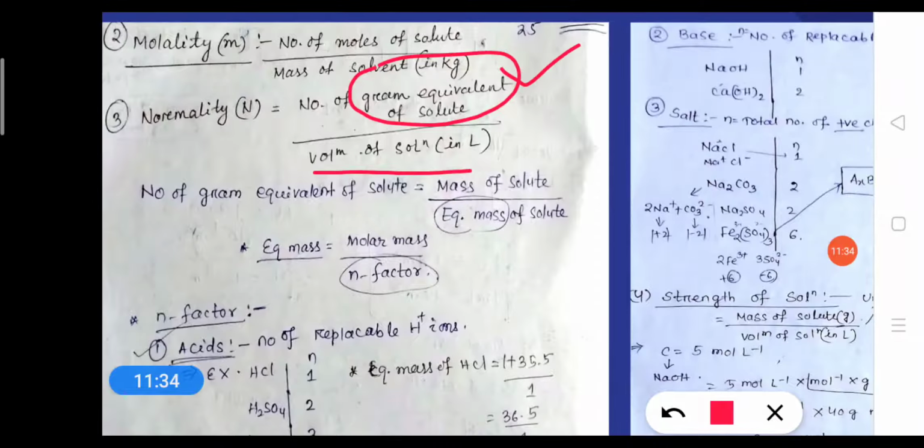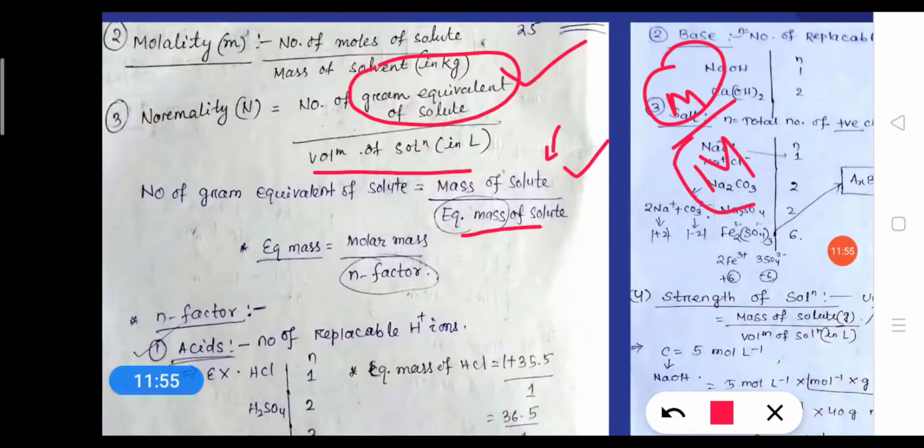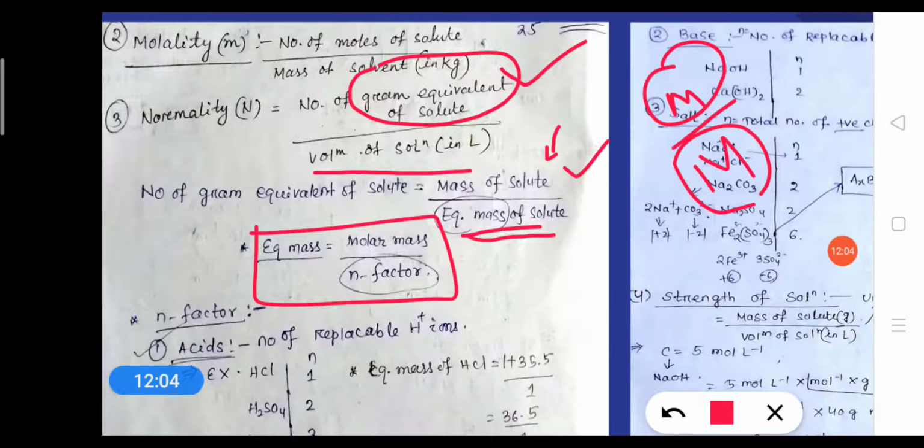Then what is gram equivalent? Number of gram equivalents of solute is equal to mass of solute divided by equivalent mass. In number of moles we calculated small m by capital M, but here, small m is mass of solute, and instead of molar mass we have to calculate the equivalent mass of the solute. Then what is equivalent mass? The equivalent mass formula is here. Equivalent mass is equal to molar mass divided by n factor.